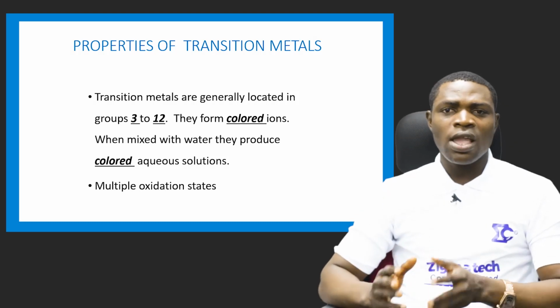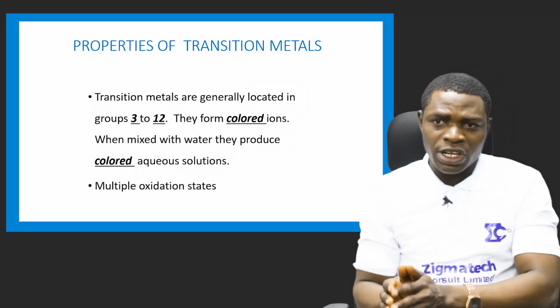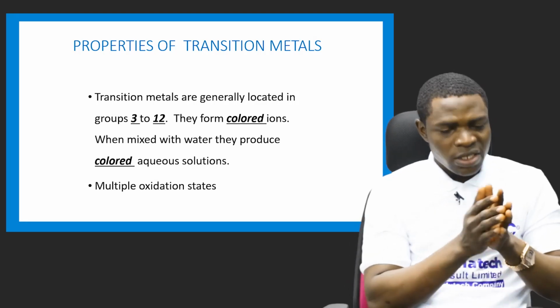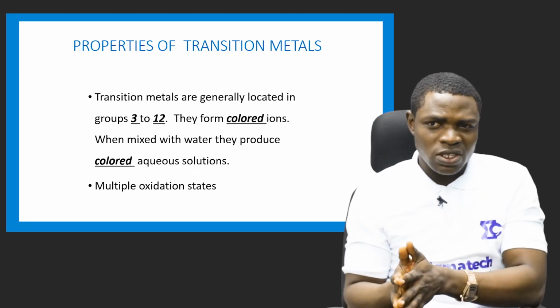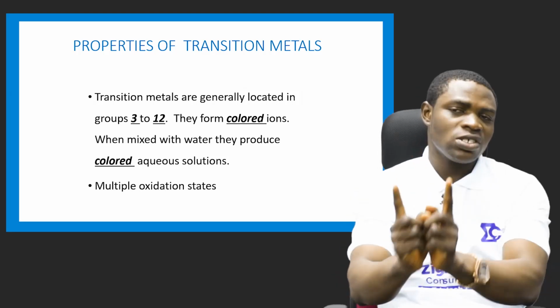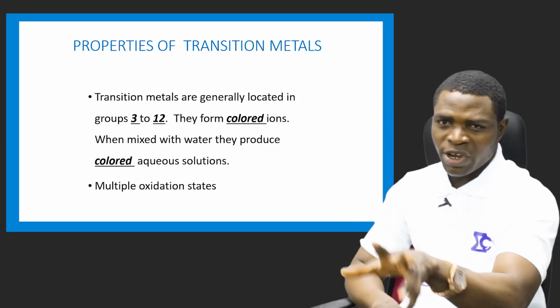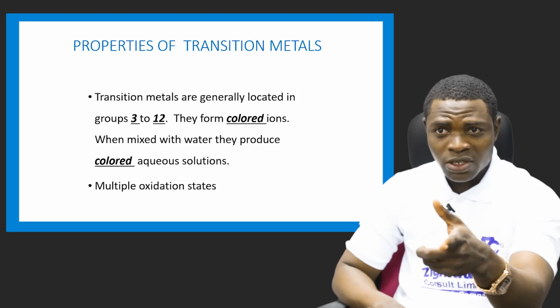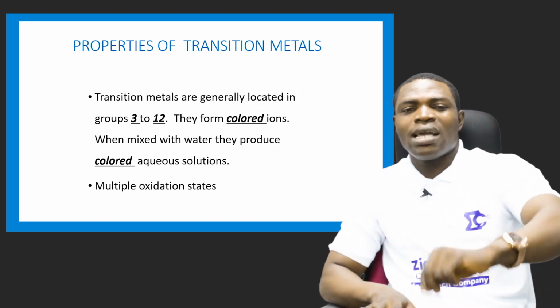For instance, iron has both 2 and 3 oxidation states. Zinc has only the 2 oxidation state, which makes it the only transition element without variable oxidation states, because the degenerate orbital is completely filled with electrons.